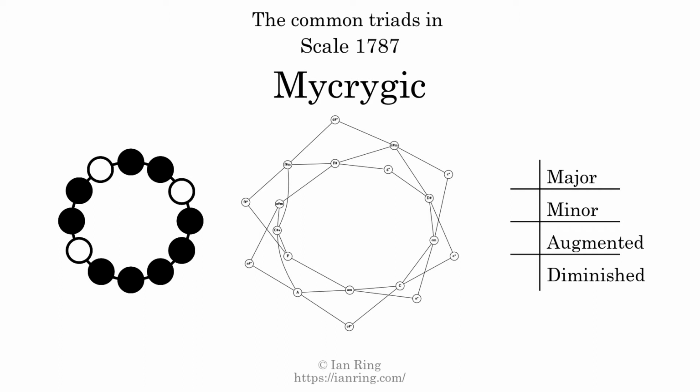Here are the common triads present in this scale. The diagram in the center is a graph of parsimonious voice leading between triads. There are 5 major triads. There are 5 minor triads. There is 1 augmented triad. There are 8 diminished triads. Here is a Hamiltonian path of parsimonious voice leading that uses all the triads.